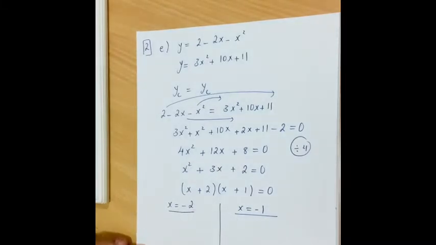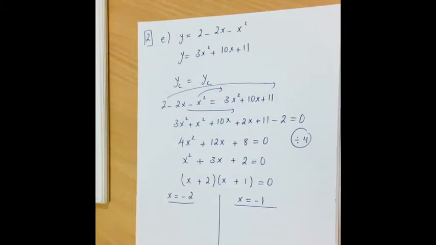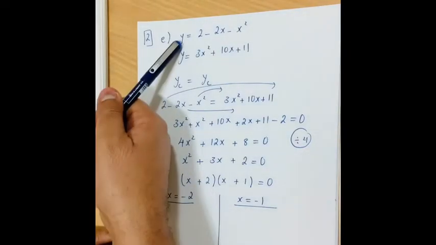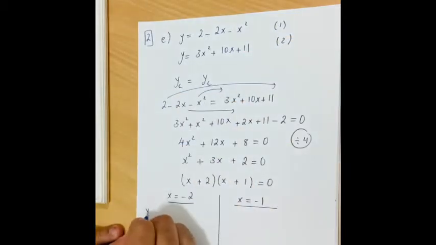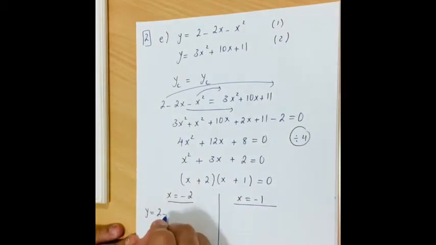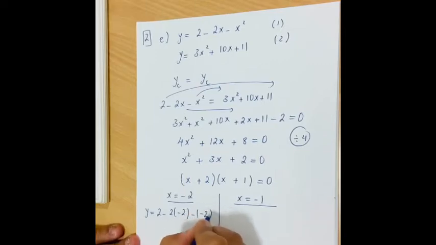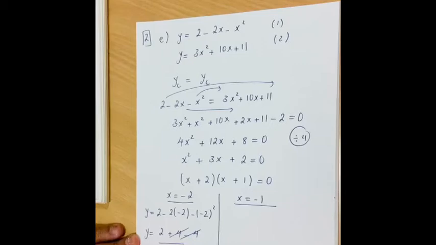Now, let's find the y values, using x values in any one of the equations. For myself, I'll use equation 1, the first curve. So y equals 2 minus 2 by negative 2 minus negative 2 squared. y equals 2 plus 4 minus 4, then the y coordinate is 2. So the first intersection point between these two curves is negative 2 and 2.